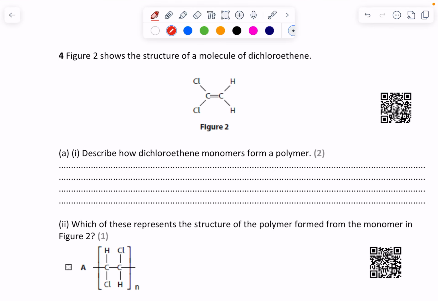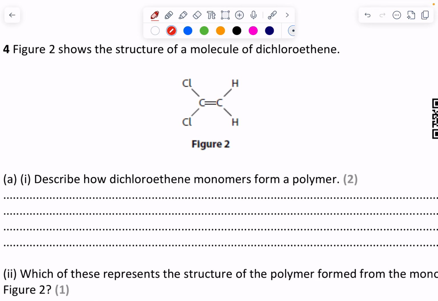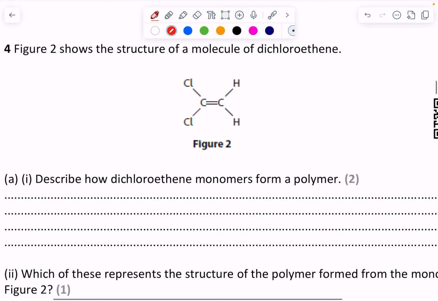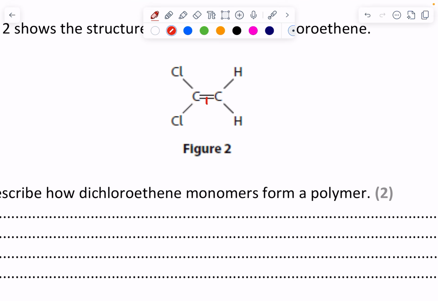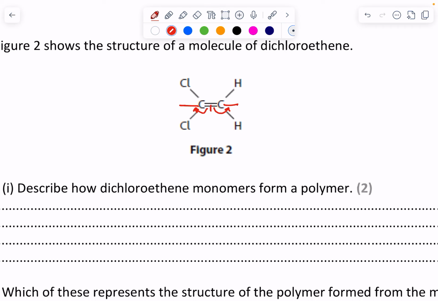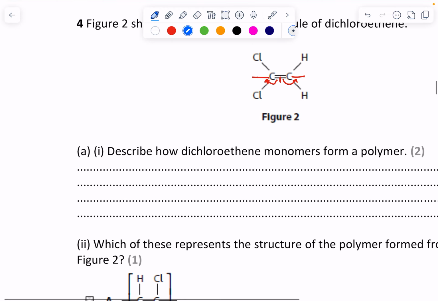So this question, we're given a monomer, and it says describe how this monomer forms a polymer. So this monomer that we're looking at here, because it contains a carbon-carbon double bond, what's going to happen, if I zoom in a little bit, is one of these bonds will split, and then it'll form new bonds that allow it to join onto the next monomer in the sequence.